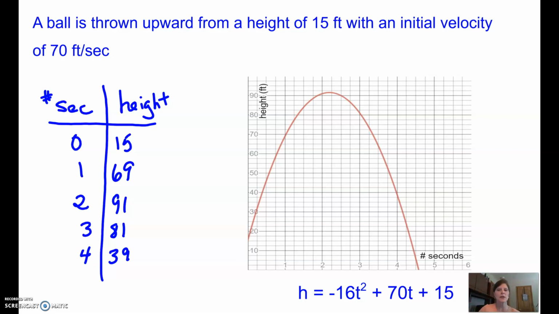When we see a shape like that, we know there's a different type of relationship between the input time and the output height. In fact, it's what we call a quadratic relationship. So I have this formula at the bottom, h is equal to negative 16 times time squared plus 70 times the time plus 15. That's called a quadratic equation and gives us the shape of a parabola.